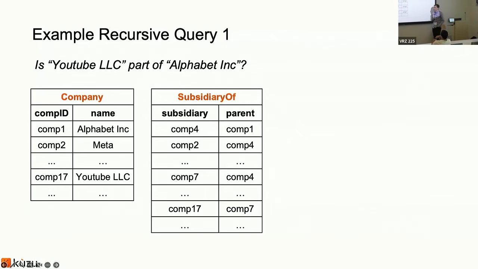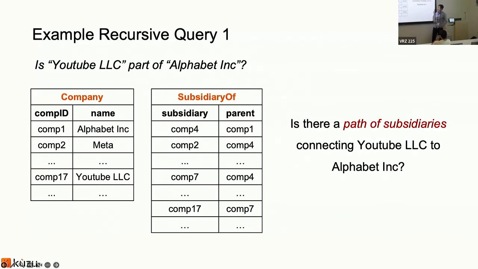But if you think of this question, what you're really asking in the essence of this question is, is there a path of subsidiary relationships connecting YouTube LLC to Alphabet Inc.? You're not asking directly for a direct subsidiary relationship, but you could be asking for a subsidiary of a subsidiary, a subsidiary of a subsidiary of a subsidiary. So the essence of the question is that you're asking for a path between an object in your mind called YouTube LLC and an object in your mind called Alphabet Inc. And paths, by their nature, are recursive structures. So you're actually asking for a recursive query.